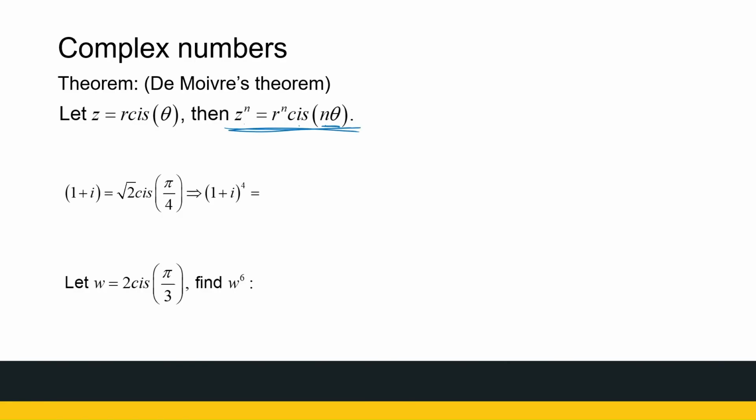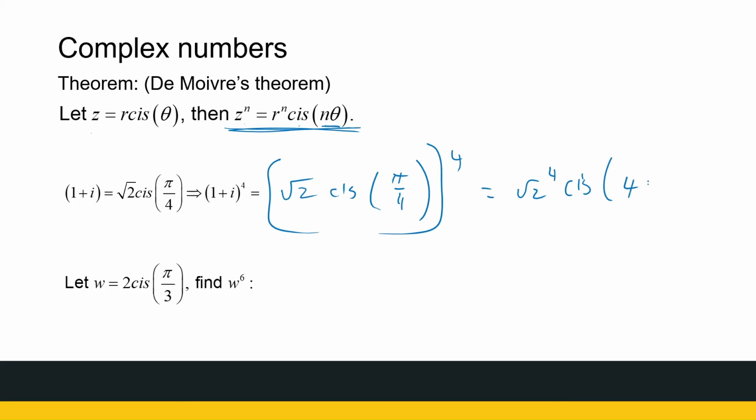So when we have to raise a complex number to a power, please use polar form, because rectangular form takes way too long. So if we look at this example, 1 plus i to the power 4 is the same as root 2 cis pi over 4 to the power 4. How do we do that? Well, it's root 2 to the power 4 cis 4 times pi over 4. So what is root 2 to the power 4? That is just 4. Cis 4 times pi over 4 is pi.